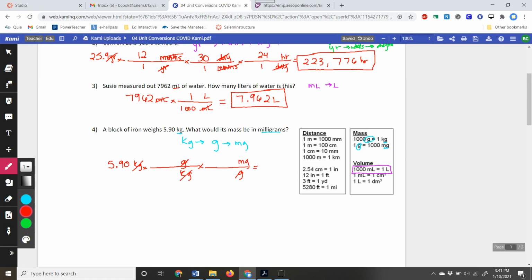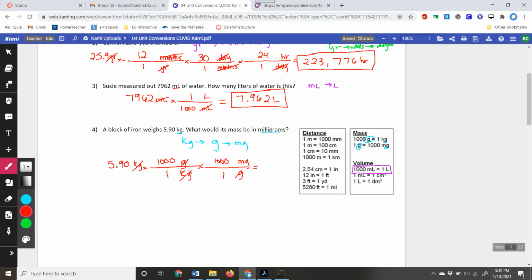Now I'm going to use the relationships in my equalities list to help me figure out how to set this up. So I'm going to have the 1,000 grams equals 1 kilogram. So the 1,000 is going to go next to the grams, and the 1 is going to go next to the kilograms. Let's take a look at the next part. I have 1 gram equals 1,000 milligrams. So the 1,000 milligrams is going to go on the top, and then the 1 will go next to the grams on the bottom. So again, just to review, the 1 goes next to the grams, and the 1,000 goes next to the milligrams, like we have set up here.